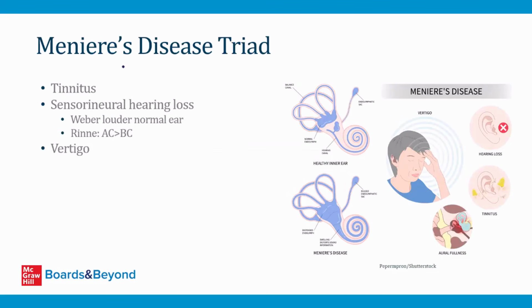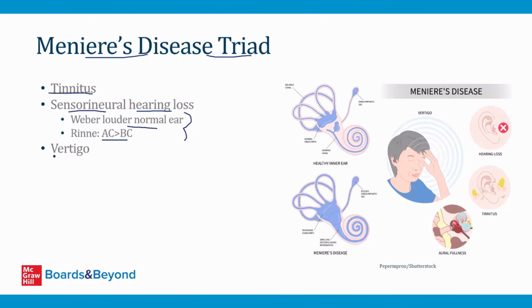So the clinical features of Meniere's disease are a triad of symptoms. The first one is tinnitus, which is ringing in the ear. The second one is hearing loss, and the type of hearing loss that occurs is sensory neural. I talk about what sensory neural hearing loss is in detail in the video on the auditory system, but by way of reminder, it's a type of hearing loss related to the cochlea, and the Weber test will be louder in the normal ear, and the Rinne test will show air conduction greater than bone conduction in the ear that has decreased hearing. And once again, I go over all these things in detail in the auditory system video.